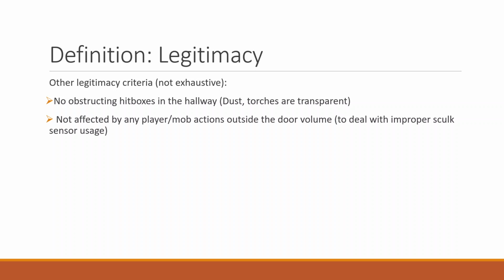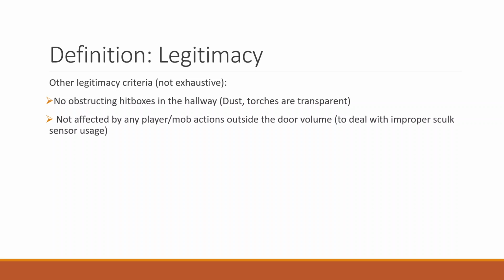And the second thing is that the contraption must not be affected by any player or mob actions outside the door volume. Now, why is this important? This is due to the scope sensor addition in 1.19, which is that people have started to use scope sensors in inappropriate ways, such that some player actions or some mob actions outside the door volume may actually affect the door itself. So you just have to basically ensure that any player actions or mob actions outside the door volume will still enable the door or contraption itself to work.